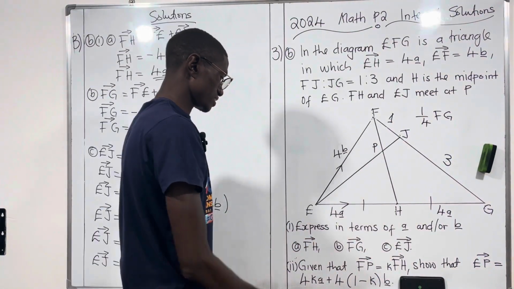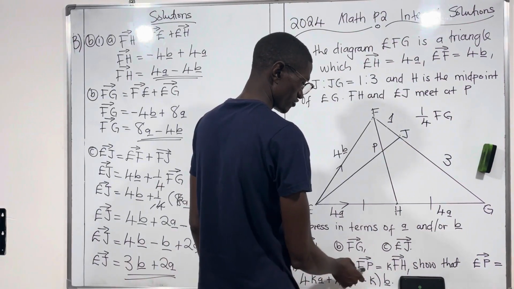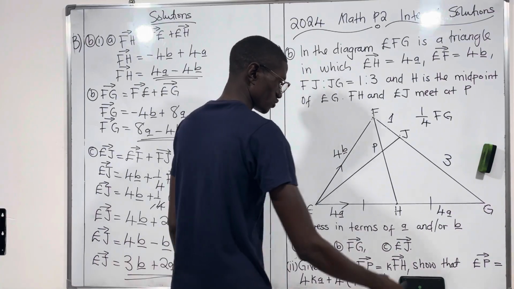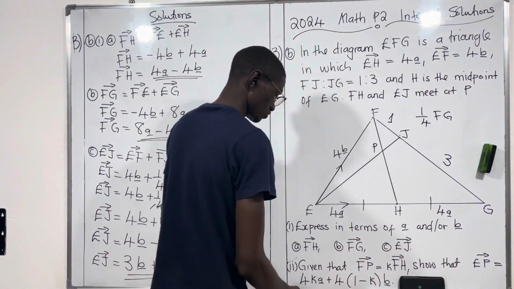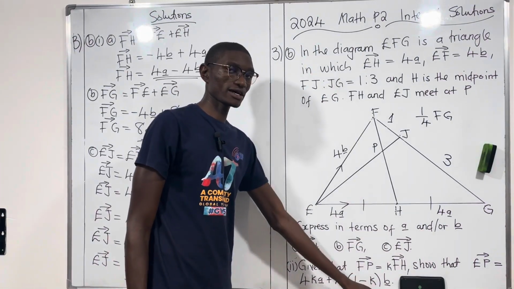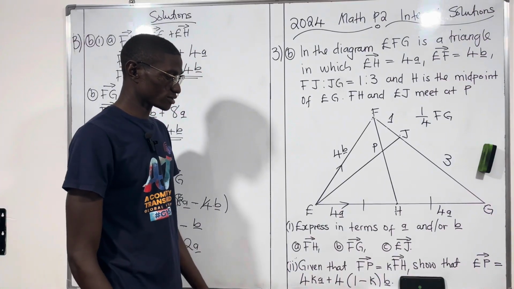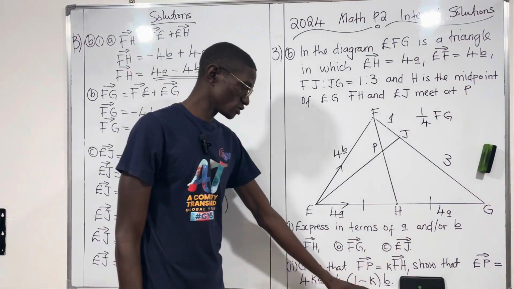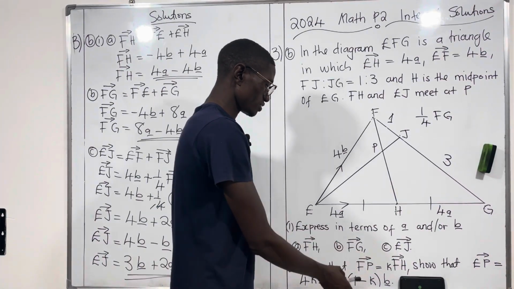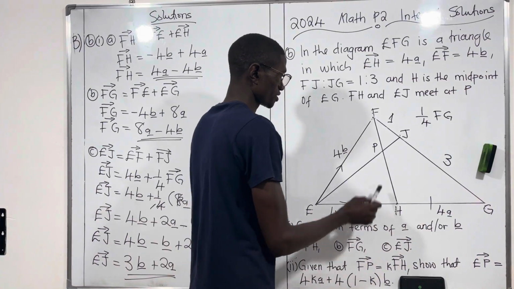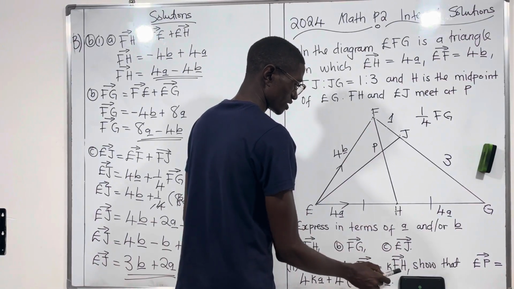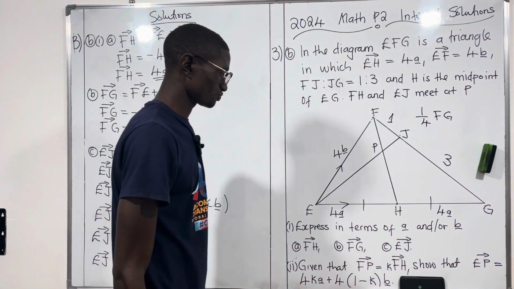The last question says that, given that vector FP is equal to K vector FH, show that vector EP is equal to this one. So for this type of question, they have already given us the answer. They just want us to show the solution which will lead to this answer. So they've given us some information which we're supposed to use. Here they've assigned vector FP this vector here, and we have a K here which is a scalar.